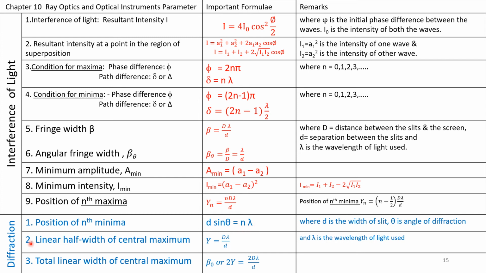Number 2. Linear half width of central maxima, that is equal to y equals capital D into lambda by small d. Lambda is the wavelength of the light used. Number 3. Total linear width of central maxima, that is given by B naught, or 2y, which is equal to 2 into capital D into lambda divided by small d.